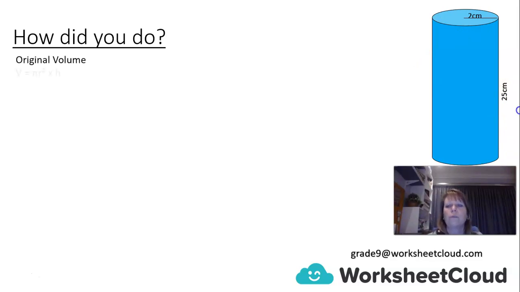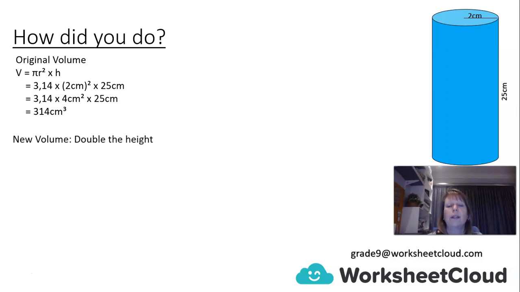So the original volume, we've got pi r squared times height. We know that the r is 2 centimeters, and there we have it, 2 centimeters all squared times the height of 25 centimeters. You can see it's a tall, narrow cylinder, this one. Okay, so the first thing we're going to do is take 2 centimeters all squared, which is going to give me 4 centimeters squared. There we have it in the next row. And then calculate that all together. It's going to give me 314 centimeters cubed. That's the original volume. Now we're going to double the height.